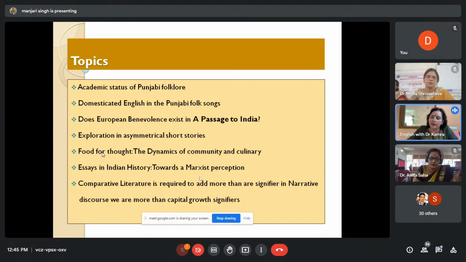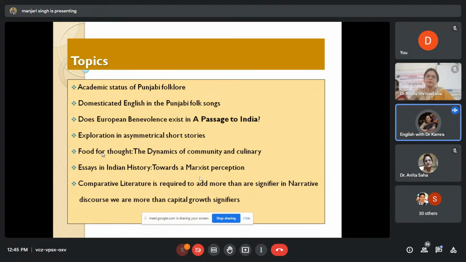So literature is regarded to be a big signifier in narrative discourse, and there are capital growth signifiers. That is why you find that we have big publishing houses and small publishing houses, and there are good many awards, big money, which is exchanged as a signing amount, and for the circulation of the books and for the appreciation of the books. So why research in folk?